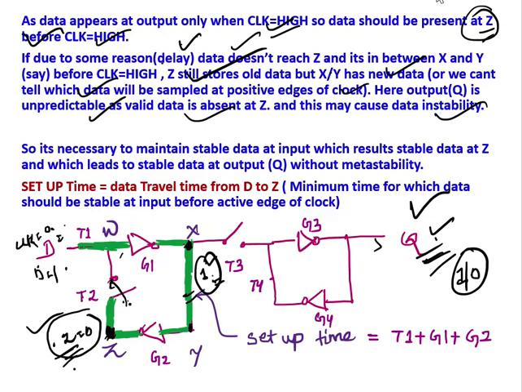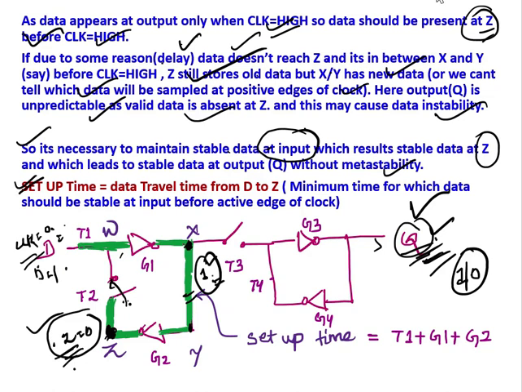So what is the main point here? It is necessary to maintain stable data at the input, which results in stable data at Z. If you maintain stable data at the input, then it will result in stable data at Z. And if stable data is present at Z, that means definitely stable data will get at the output also, without metastability.